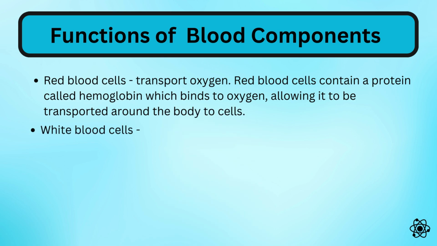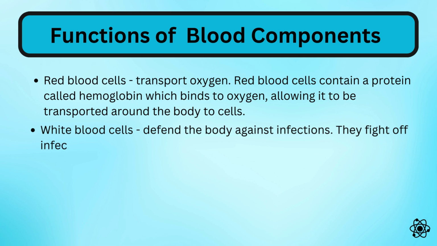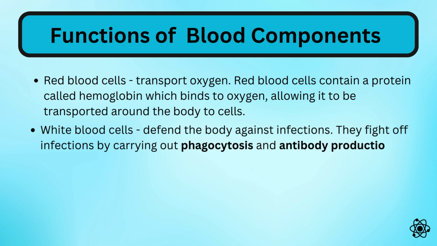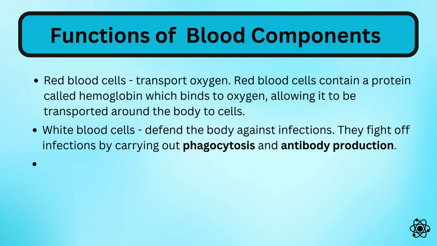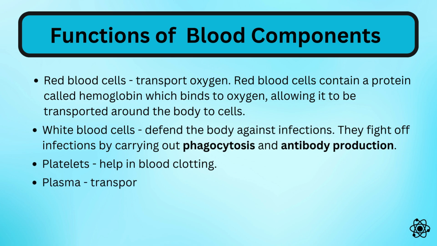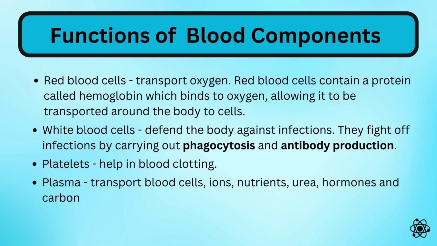White blood cells defend the body against infections. They fight off infections by carrying out phagocytosis and antibody production. Platelets help in blood clotting. Plasma transports blood cells, ions, nutrients, urea, hormones and carbon dioxide.